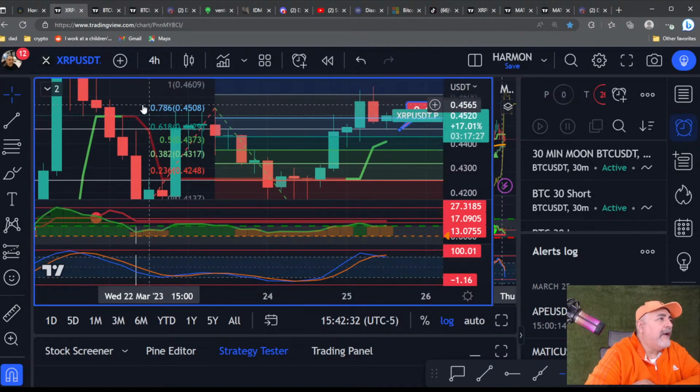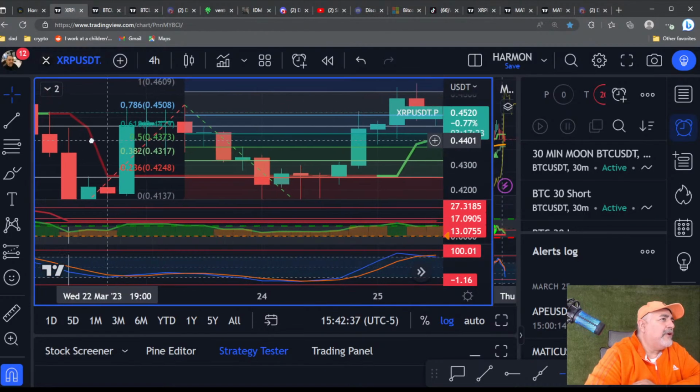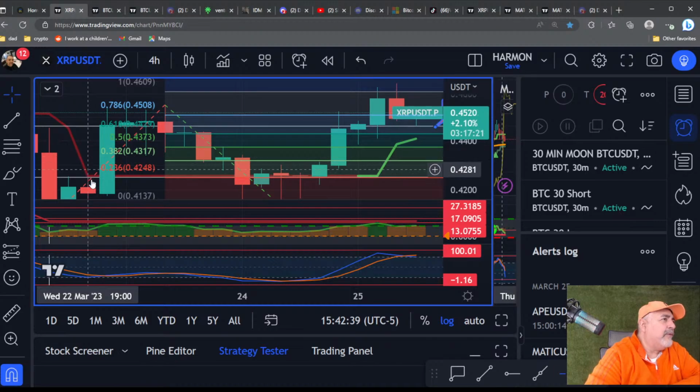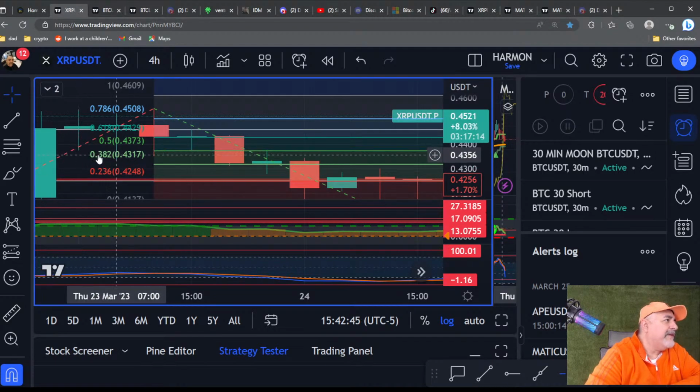All right, so now the bonus is we have what's called the golden pocket, okay? The golden pocket is when the coin gets above this 382. Let me see if I can make this a little better for you. All right, you see this line here? See this 0.382? You guys see this?